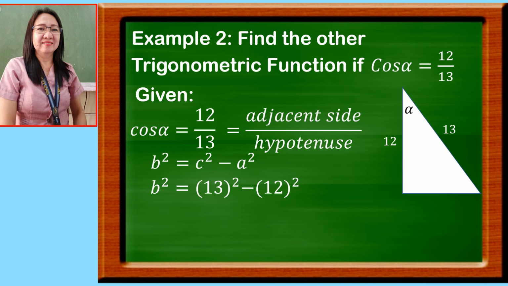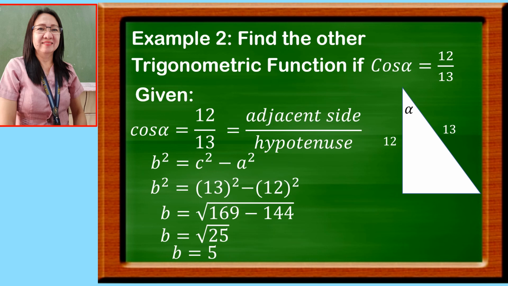Then simplifying this by getting the square root of both sides, b is equal to the square root of 13 squared, which is 169, minus 12 squared, which is 144. Subtracting 169 by 144, we get 25, and the square root of 25 is 5. So let us put 5 on the missing part of our triangle.